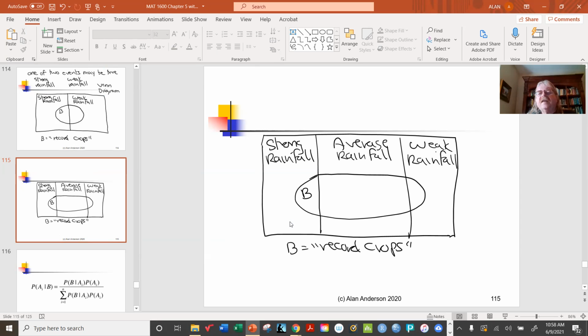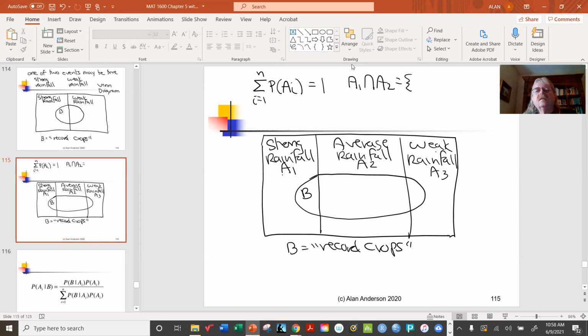Each of these three is an event. We're going to give them special names. We're going to call this one A1. This one will be A2. And this one will be A3. Now, two things have to be true for this theorem to work. All of these probabilities have to add up to one. But it's also important to note that none of these events overlap, at least not the A's.